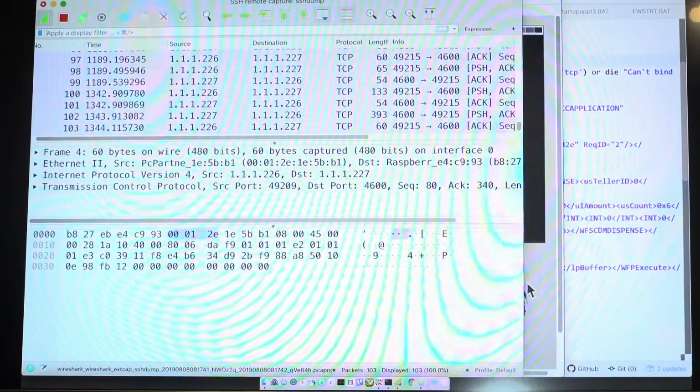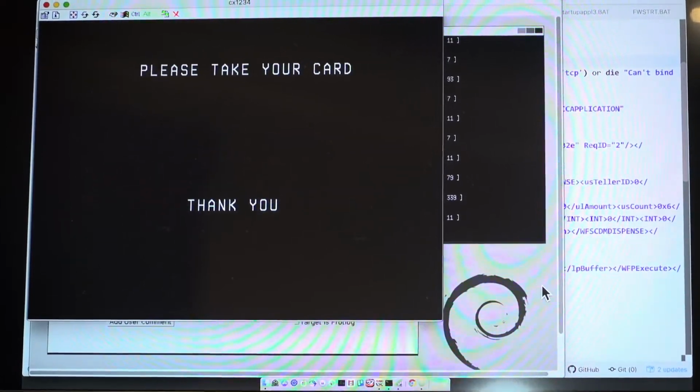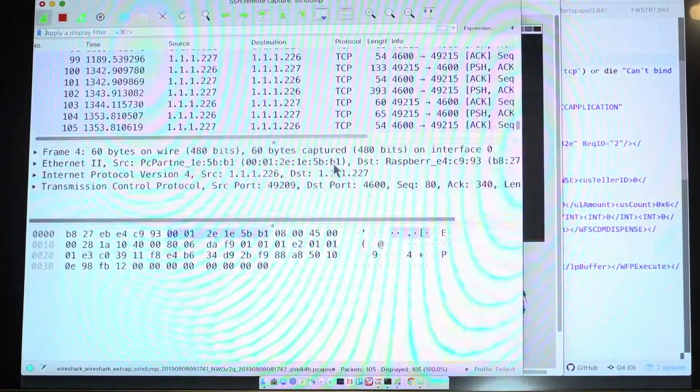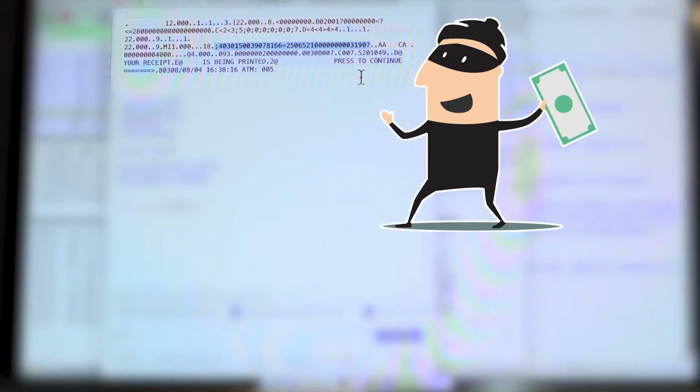The attacker can monitor everything that's going on. For example, the attacker can see what's actually displayed on the screen of the ATM and also observe the network traffic. The highlighted text here is the magnetic stripe data from the card. You can see the 4,000 corresponds to the $40 that Charles requested.